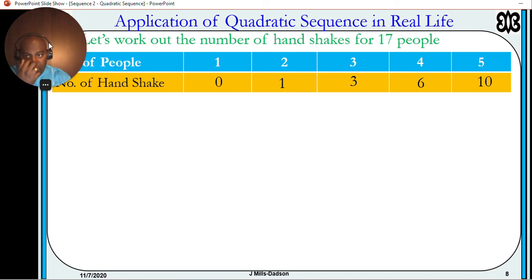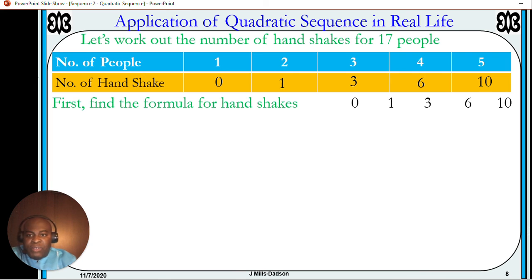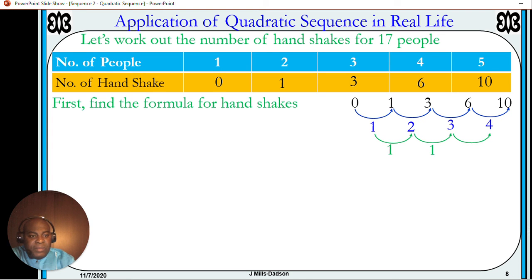Okay, so now the question that we're supposed to work out is, what if we have 17 people? How many handshakes will exchange between the 17 people? We don't want to carry on, so we just want to have a formula. So first thing we need to do is to find the formula of 0, 1, 3, 6, and 10. We go through our principle of finding quadratic sequence. So our first set of differences, second set of differences.